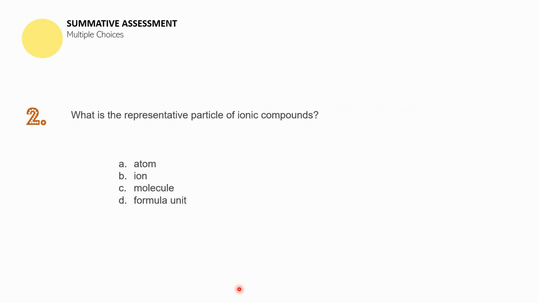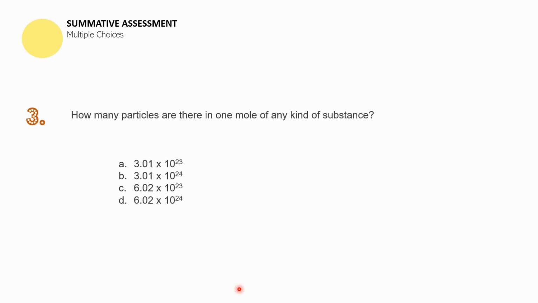Question number 2. What is the representative particle of ionic compounds? A, atom, B, ion, C, molecule, D, formula unit. Number 3. How many particles are there in 1 mole of any kind of substance? A, 3.01 times 10 raised to the 23rd power. B, 3.01 times 10 raised to the 24th power. C, 6.02 times 10 raised to the 23rd power. Or D, 6.02 times 10 raised to the 24th power.